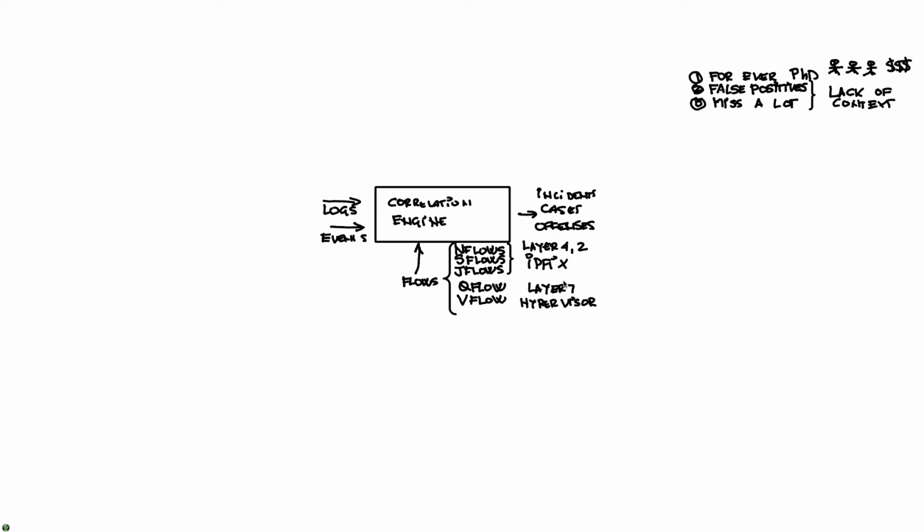But we also have something else. We have an asset database that we also use to feed data into the correlation. What are the things that we put into that asset database? Well, for one, QRadar has the capability of automatically, without you telling it about it, detecting all the devices.